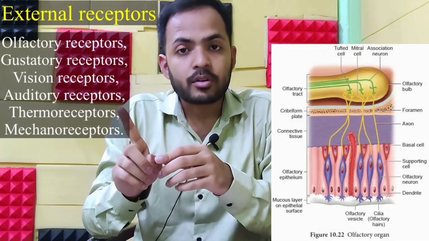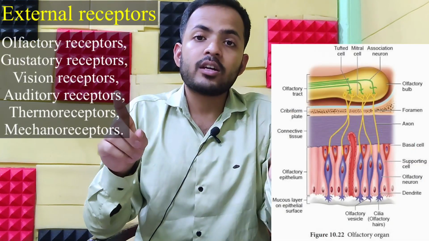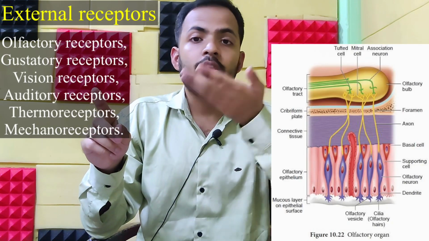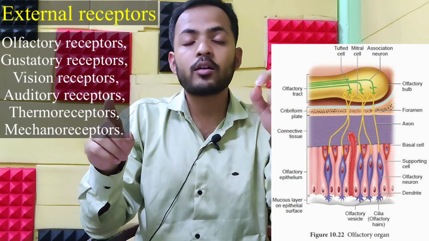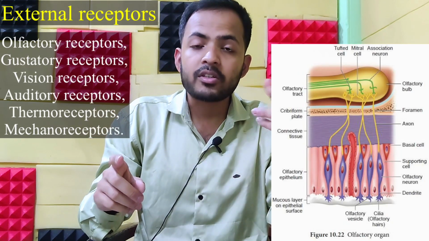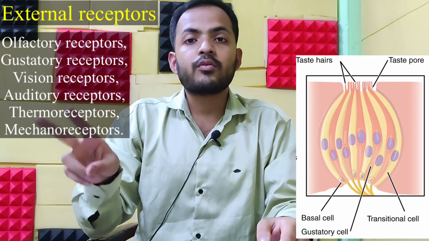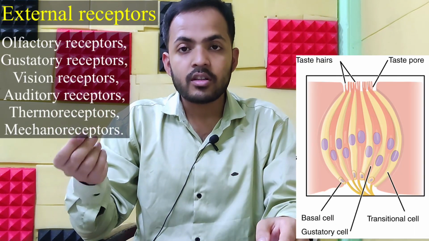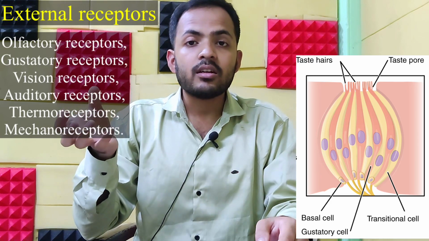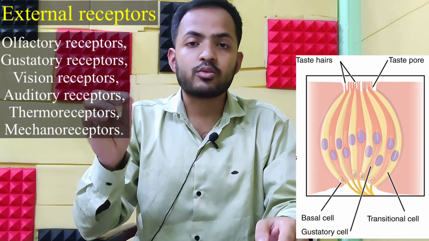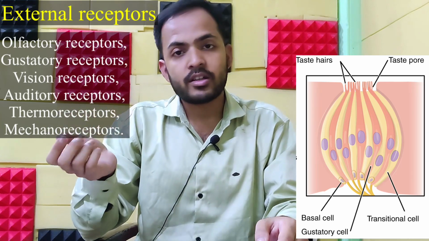Under external receptors, first of all, you're going to find olfactory receptors. Olfactory receptors detect the chemical components which are floating in the air, and when we inhale these chemical components, they are detected by the microcilia of the olfactory nerve which are present in the superior meatus of the nose. Second, our gustatory receptors. These receptors are present in our tongue, and they detect taste. Different types of taste like sweet, sour, salty, spicy, bitter.